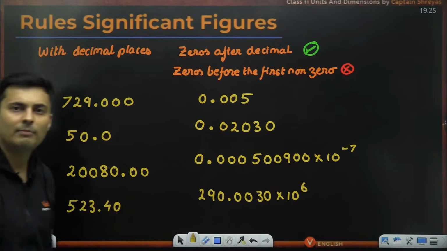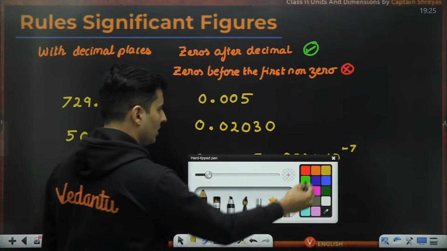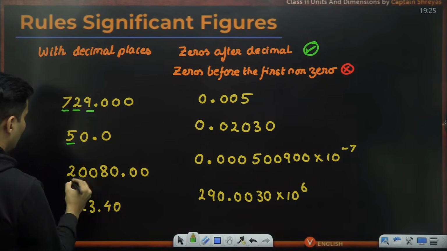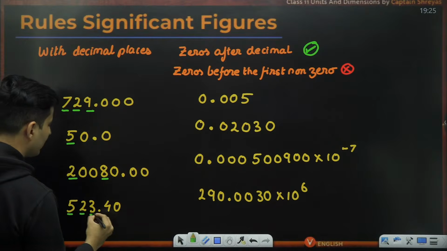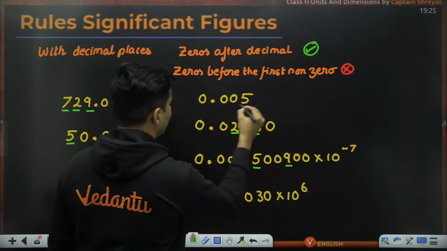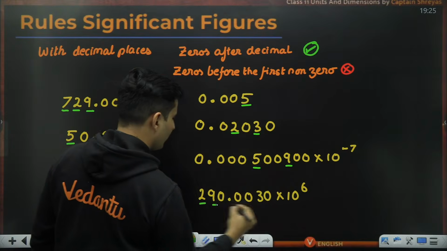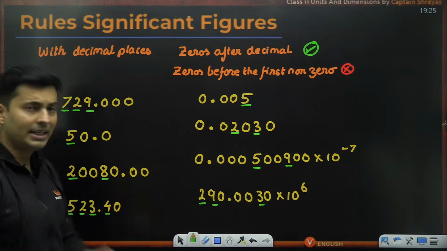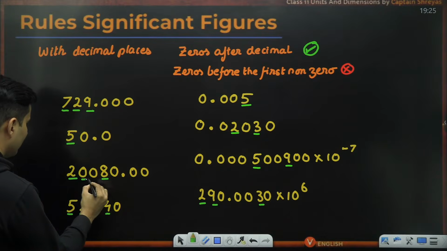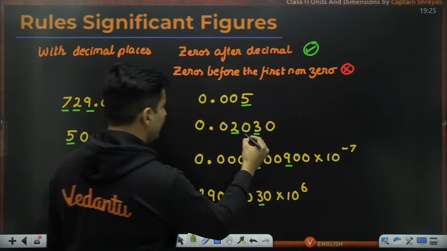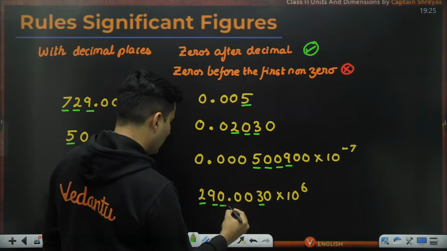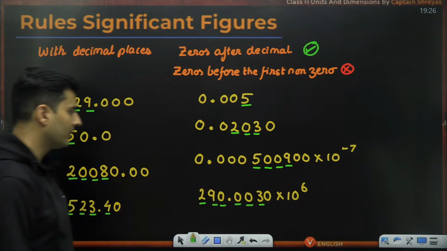Let's take all these examples. You will have no doubt. First of all, let's mark all the non-zeros. Complete non-zeros have to be significant. Wherever I see a non-zero, they have to be significant, guys. Everywhere, trapped zeros are going to be significant. I can see these zeros are trapped, this zero is trapped, these two zeros are trapped, and all these zeros are also getting trapped.